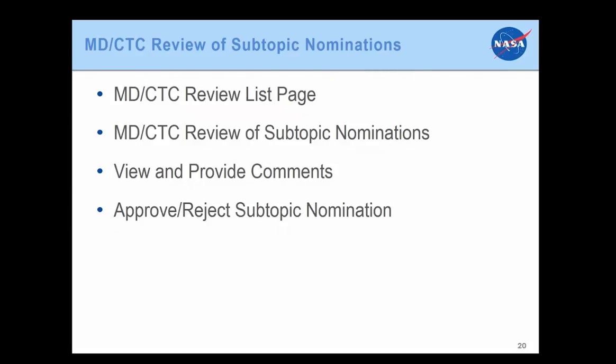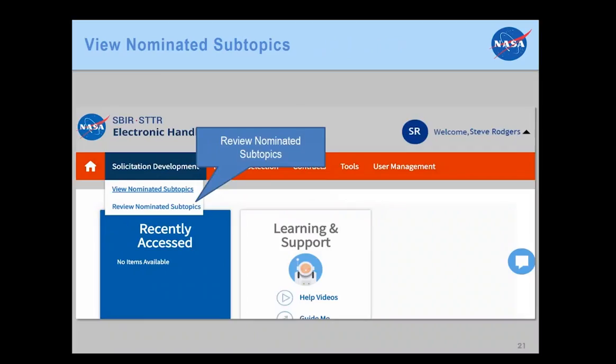So first we'll go over the review list page, then the review of the nominations and go through the nomination form. And then we'll go through how to view any comments that have been provided by TMs and CTTLs and how to add comments. And then finally, the MD decision for the subtopic.